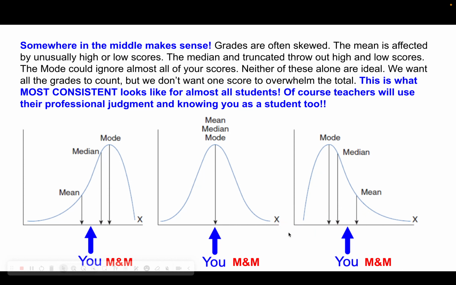Now, again, it's just a calculation. It's a good baseline for teachers to use to get started, and then we'll use our teacher discretion after that. Because we know you as students. We see you in class every day or every other day. We get to know your work. We get to know how you've progressed over the years. And we're also looking at different things in the year.